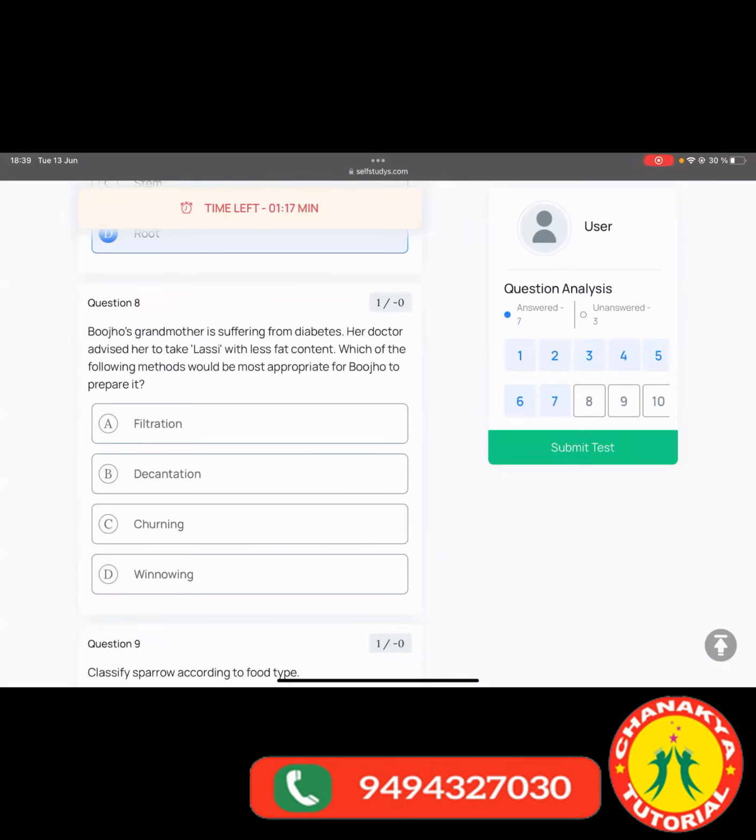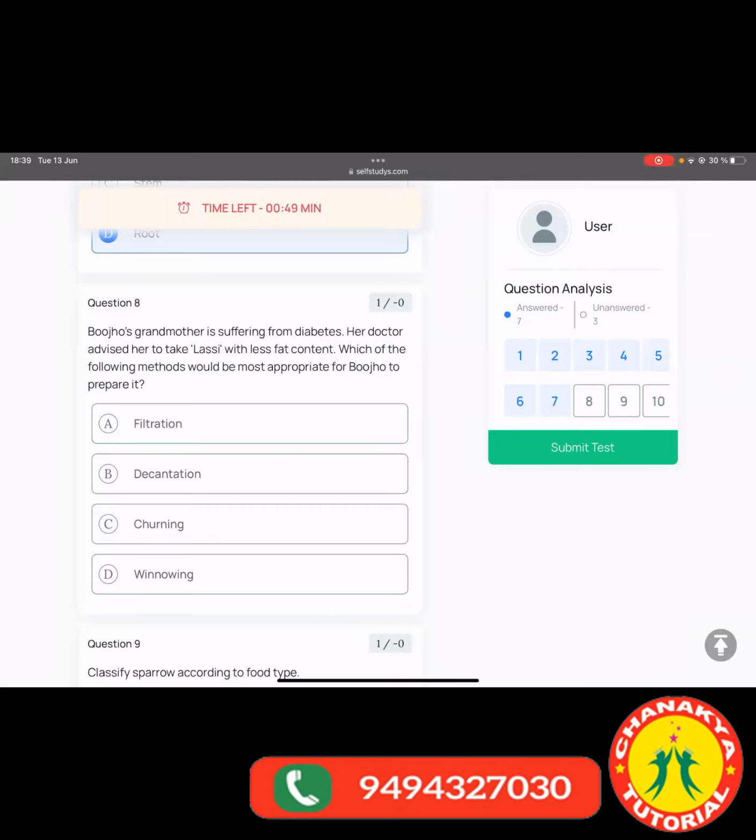Ma'am, what is the meaning of churning? Churning means, in olden days, they would put butter, curd and all in a bowl and use a stick to grind it. They take a pot, keep a stick inside and rotate it. Yeah, exactly, they just rotate it. Ma'am, to make butter. Yeah.